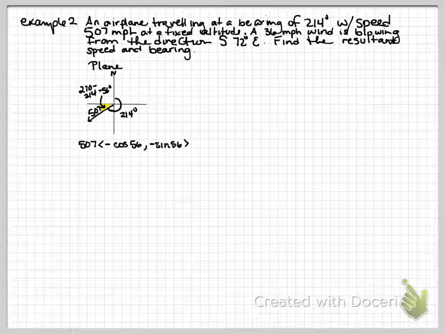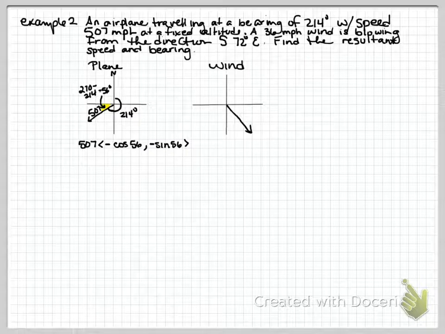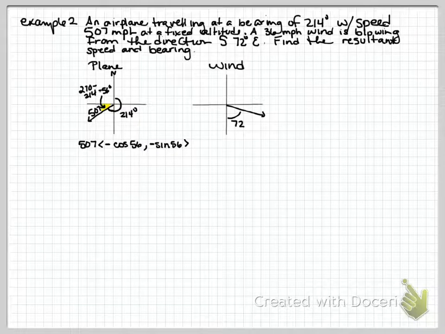Now let's do our wind. Okay, so the wind is going southeast. So this is this direction at 72 degrees. So actually I'm going to move that so it looks a little closer. So it's more like this. This is 72 degrees. At a speed of 36 miles an hour.